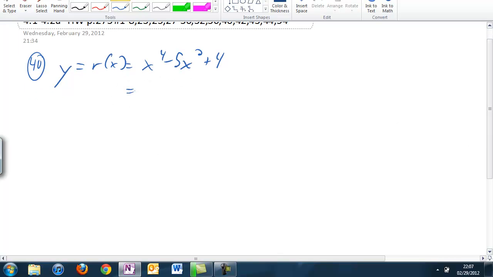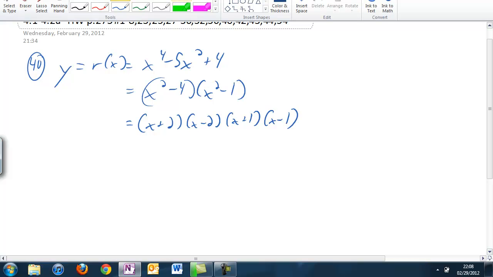I know that I can factor this and make this x squared minus 4 and x squared minus 1, and both of those can factor. So this becomes x plus 2, x minus 2, x plus 1, x minus 1. Since this was a degree of 4, I knew there were at most 4 real roots. And as we can see from the factors, we actually have negative 2, 2, negative 1, and 1 as our 4 real roots. We actually have exactly 4 real roots.